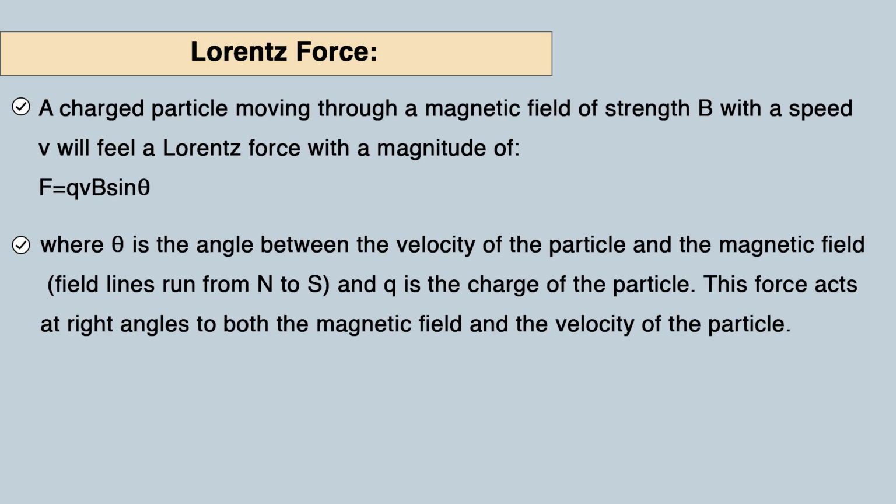Lorentz force. A charged particle moving through a magnetic field of strength B with a speed v will feel a Lorentz force with a magnitude of F equal to q v B sin theta, where theta is the angle between the velocity of the particle and the magnetic field. Field lines run from N to S and q is the charge of the particle. This force acts at right angles to both the magnetic field and the velocity of the particle.